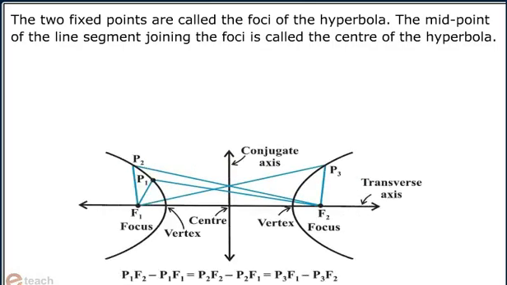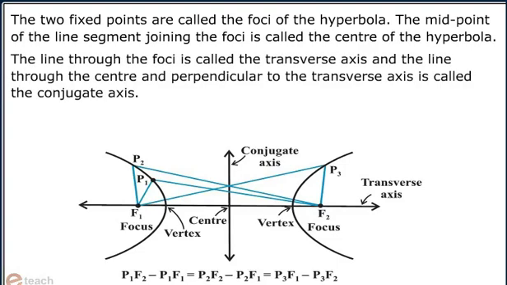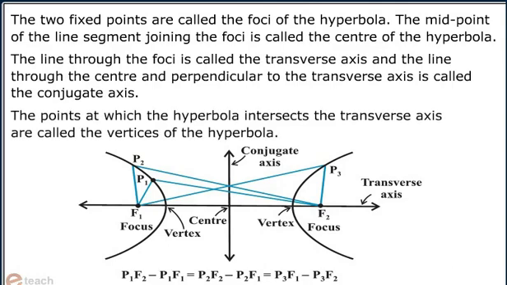The midpoint of the line segment joining the foci is called the center of the hyperbola. The line through the foci is called the transverse axis, and the line through the center and perpendicular to the transverse axis is called the conjugate axis. The points at which the hyperbola intersects the transverse axis are called the vertices of the hyperbola.